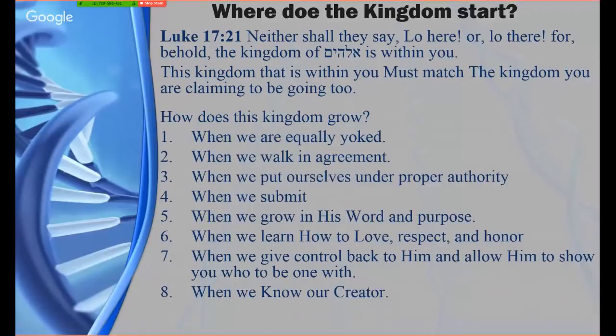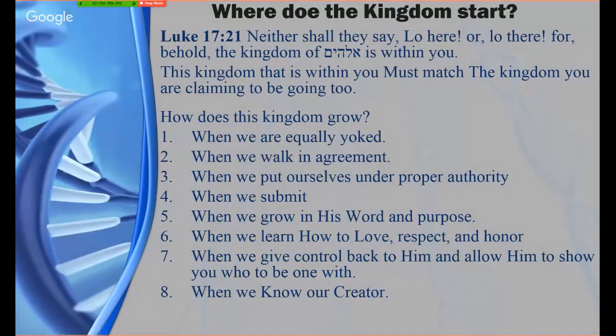All right. So when we are equally yoked, okay, that's what we've got to practice, how to be equally yoked. When we walk in agreement, when we put ourselves under proper authority, when we submit, when we grow in his word and purpose, we learn how to love, respect, and honor.